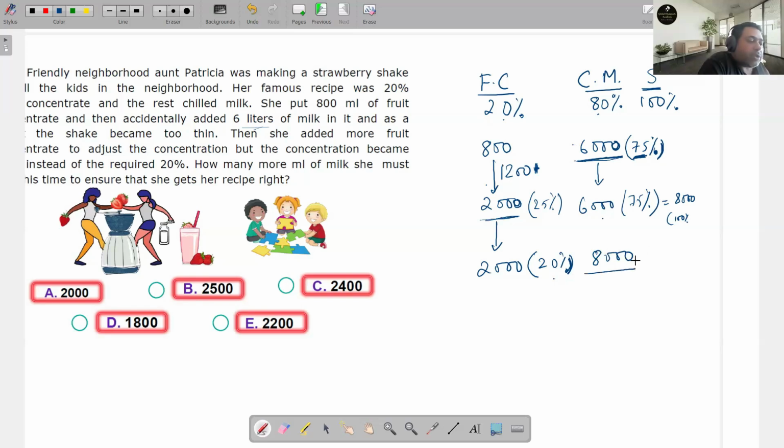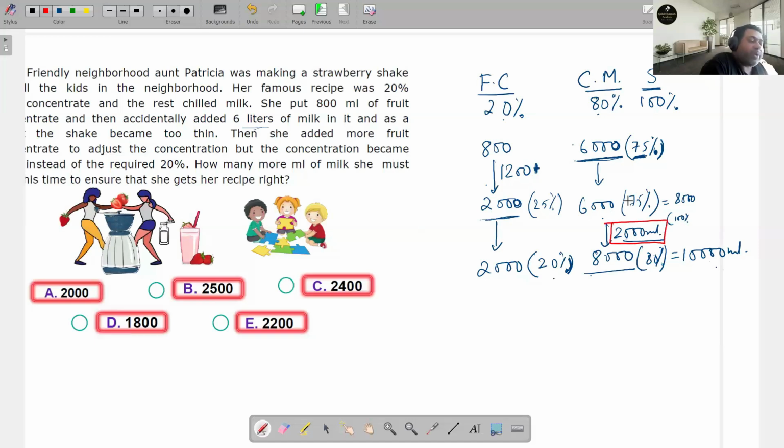This has to come to 8000, right? Which is 80%. And then only the total shake, which will be 10,000 ml, is 100%. Okay, we'll have 80% of milk. So how much more milk was added? It was 2000 ml. Okay, and that's our answer.